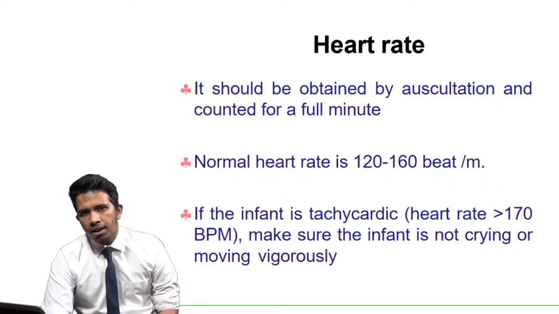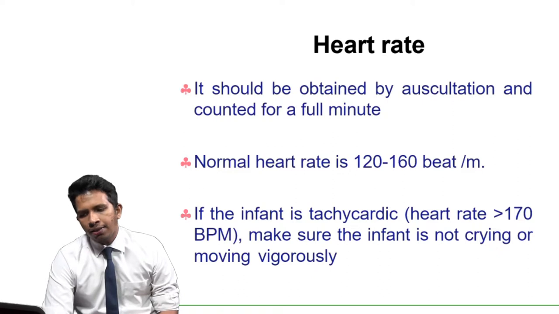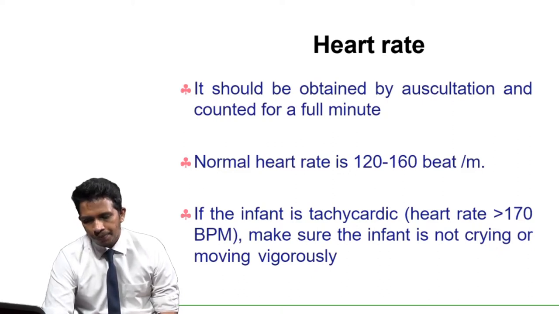Heart rate. The heart rate should be obtained by auscultation and counted for a full minute. Normal heart rate is 120 to 160 beats per minute. If the infant is tachycardic, the heart rate will be more than 170 beats per minute. Make sure the infant is not crying or moving vigorously.